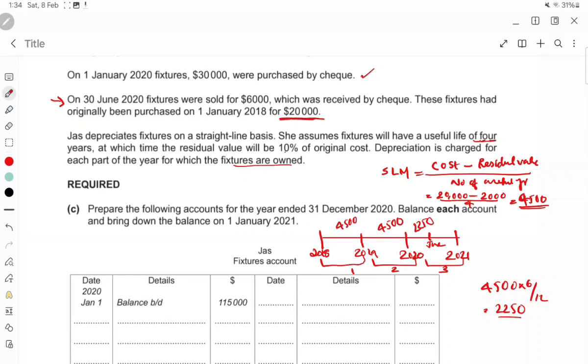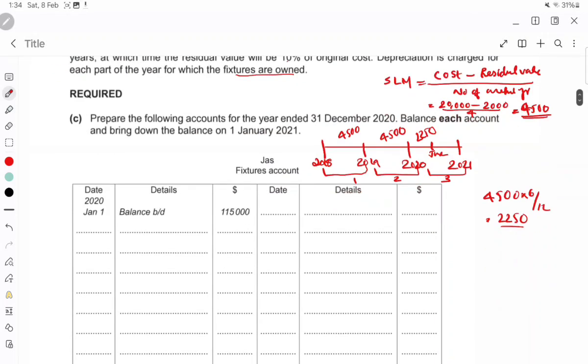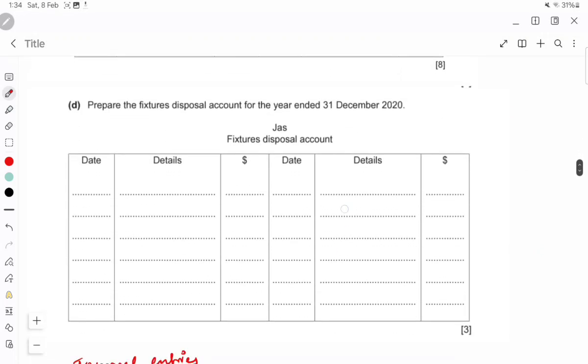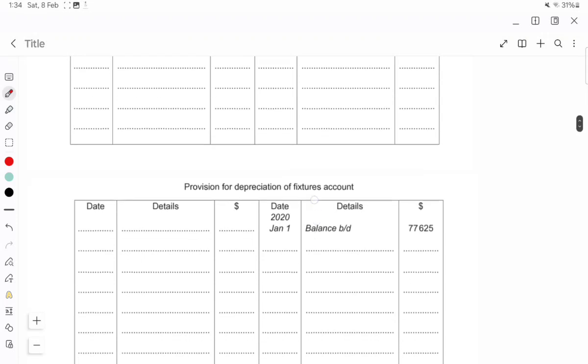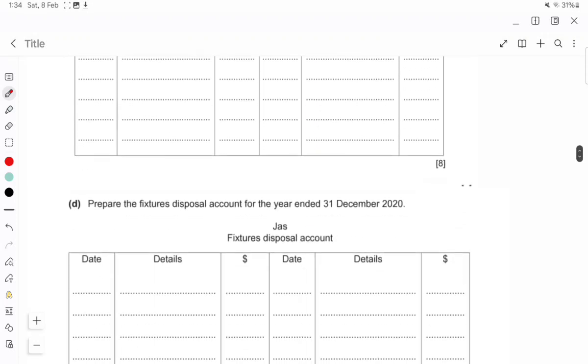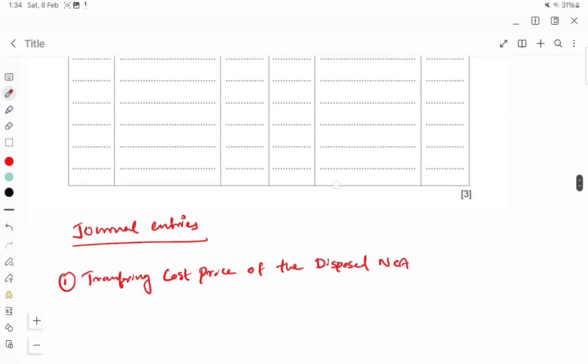The cost price is 20,000, meaning that 20,000 is the cost price of the disposed fixtures. So this should be transferred to the disposal account. Okay, so we have three accounts here. One is the fixtures account, another is the provision for depreciation on fixtures account, and the third is the fixtures disposal account.